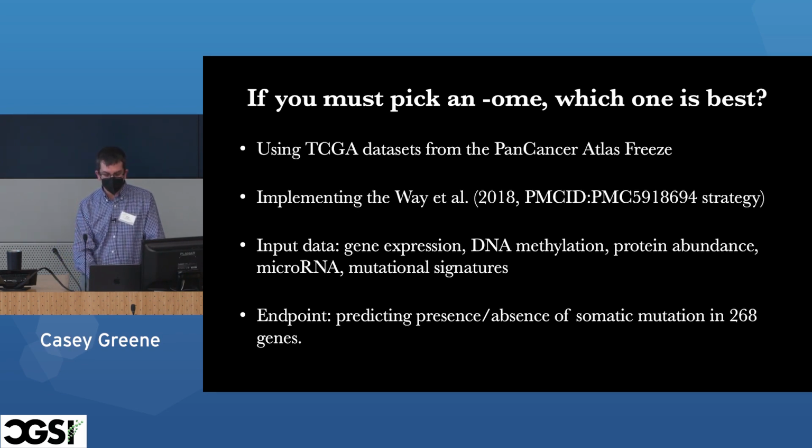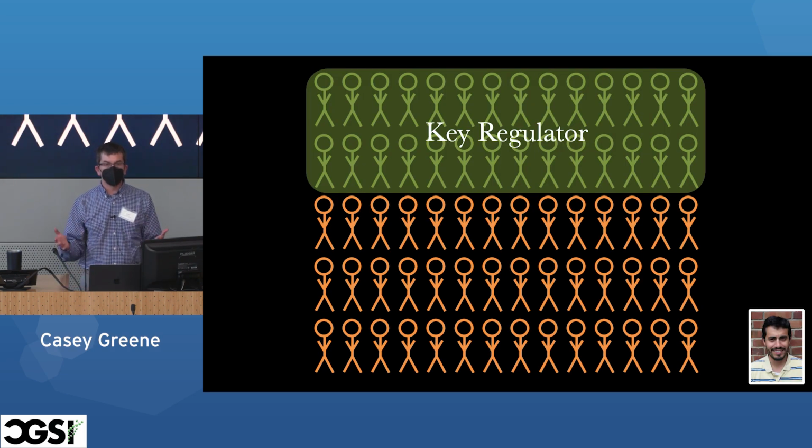I'll give you a brief idea of what he's doing there. The input data is just a whole bunch of different omic layers. And then the endpoint is trying to predict the presence or absence of somatic mutations in 268 cancer-associated genes. So the way we framed this problem was really simple. We imagined that you had some key regulator that you knew the status of, and you wanted to take cases where you knew there was a variant and cases where you didn't know if there was a variant and use those to build an expression-based classifier of whether or not the regulator was present or absent.